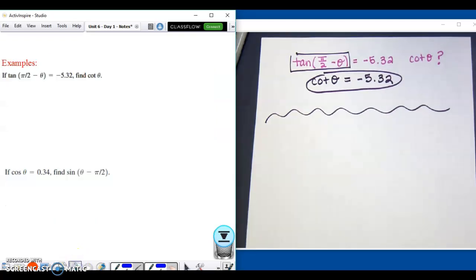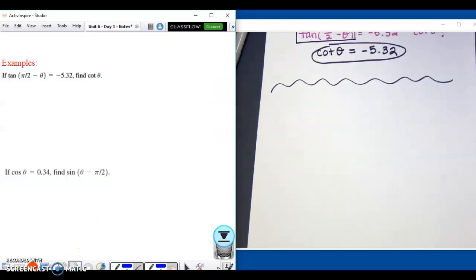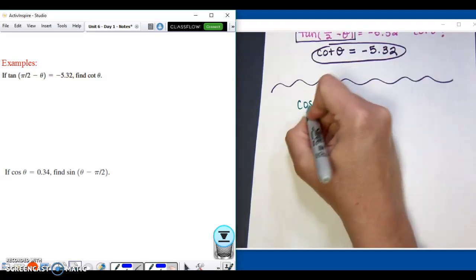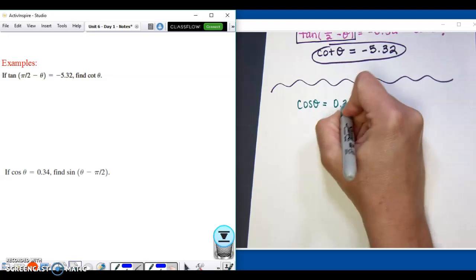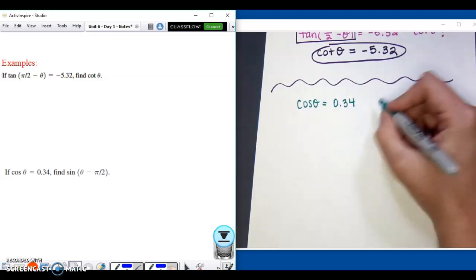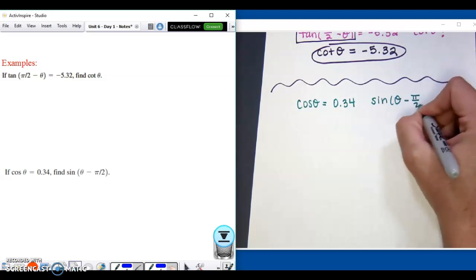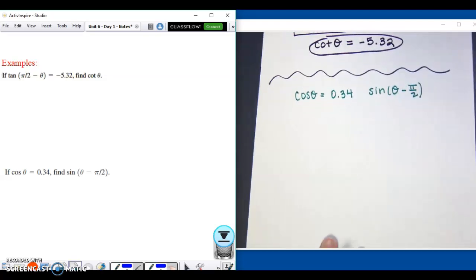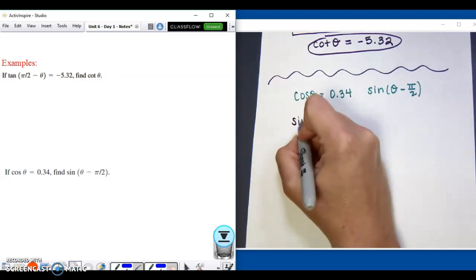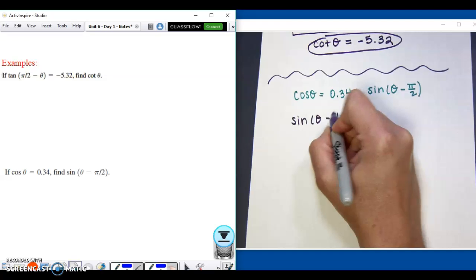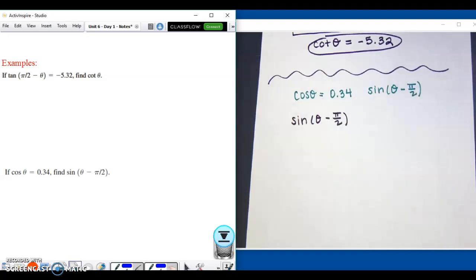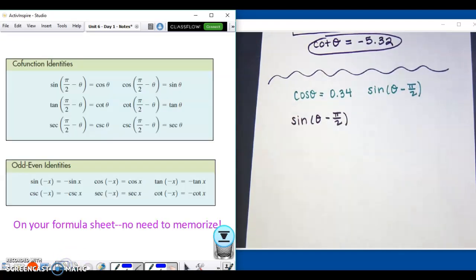Alright, so the next one with these formulas says cosine theta is 0.34, and we want to find sine of theta minus pi over 2. Okay, so I'm going to do this one a little bit differently. I'm going to start with my sine of theta minus pi over 2. Now I'm going to go back to the formulas. Once again, these formulas will be given to you.